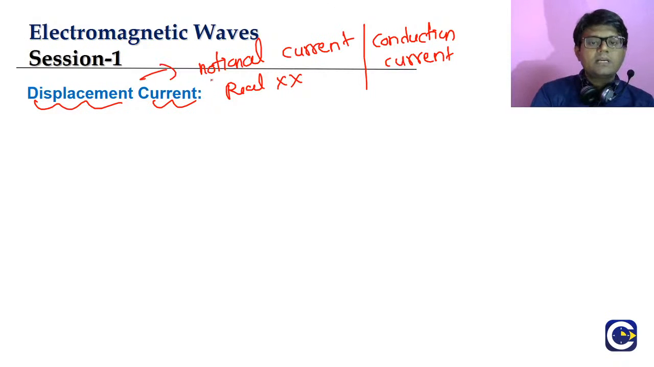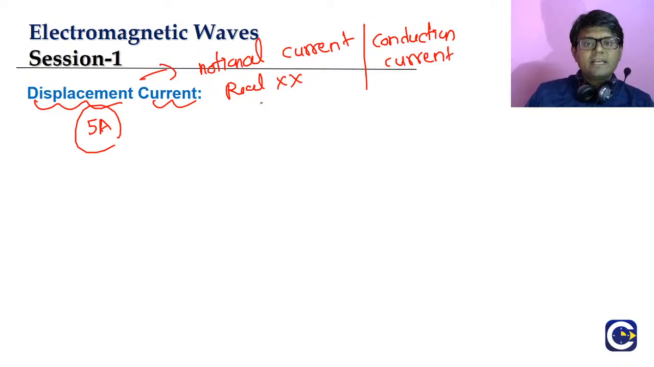What do we mean by notional current? Say, for example, in some particular case displacement current is 5 amperes. Imagine we get this kind of result. It does not mean that in the region where we say displacement current is there, 5 coulombs of charge will be going every 1 second. It is not like that. This is a notional idea, it is not a real current.